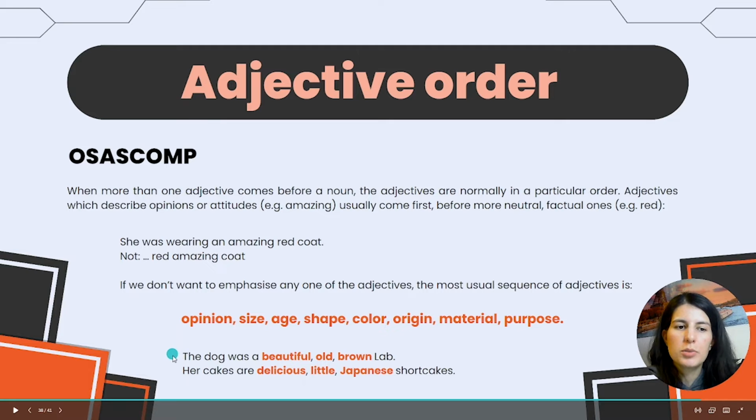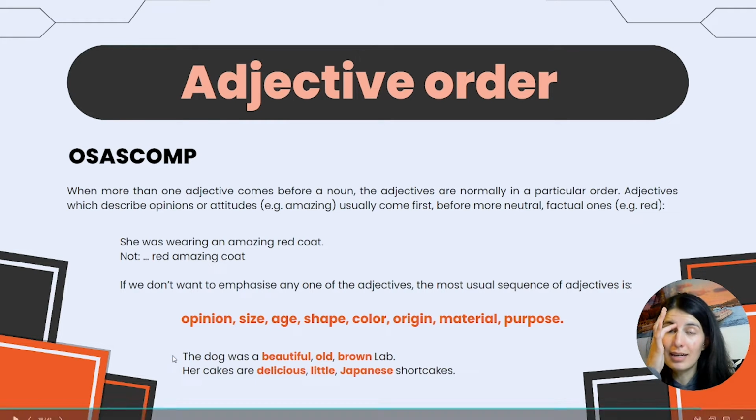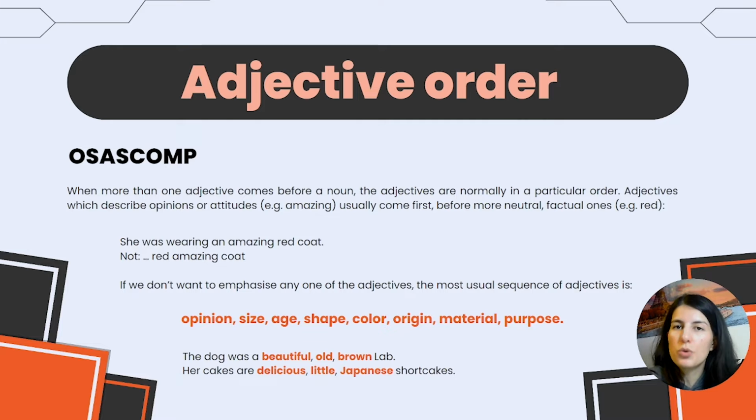Here are two examples, and these are examples that I created, guys, okay? I didn't take them from any source material. So, the dog was a beautiful old brown lab. Beautiful, old, and brown. In the right order, right? Beautiful being my opinion about the dog, old being the age of the dog, and brown being, of course, the color. You can see I skipped a couple of them, but they are in the correct order.